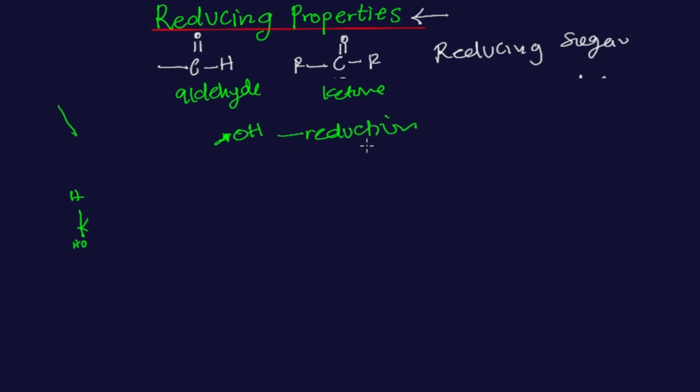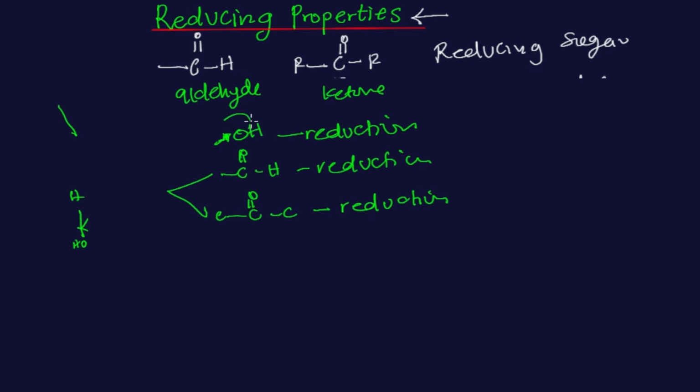It can also undergo reduction. The aldehyde can also undergo reduction. That is general truth. The ketone also undergoes reduction. So it is not only the aldehyde functional group or keto functional group that undergoes reduction. The alcohol functional group also undergoes reduction, depending on the oxidizing agent that is used.